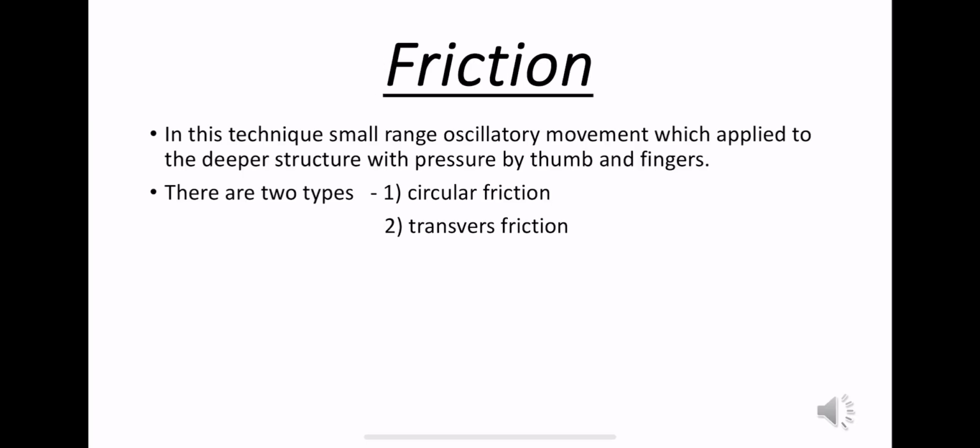Friction. In this technique, a small range of oscillatory movement is applied to the deeper structures with the pressure of the thumb and fingers. There are two types of friction, circular friction and transverse friction.